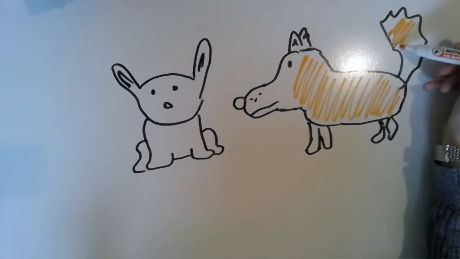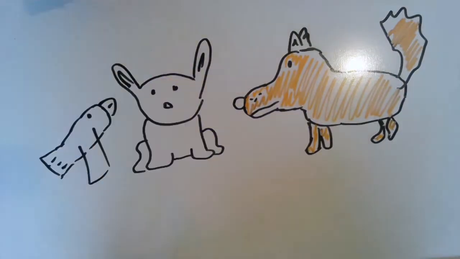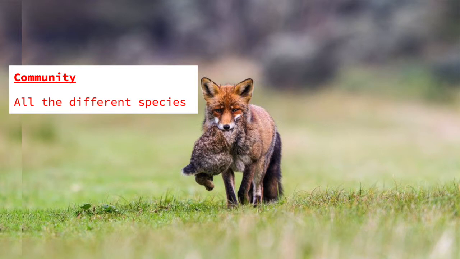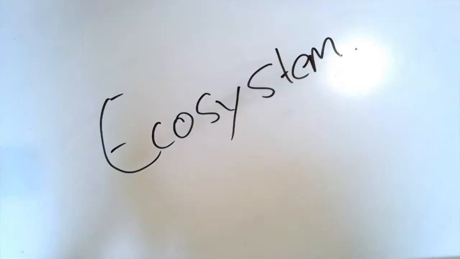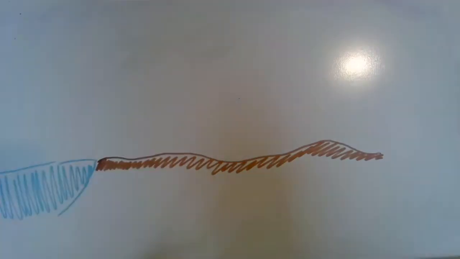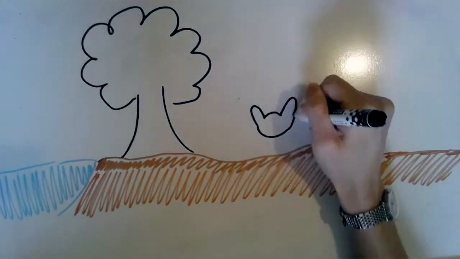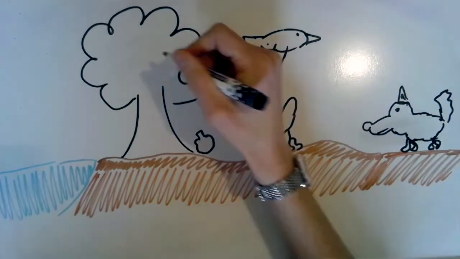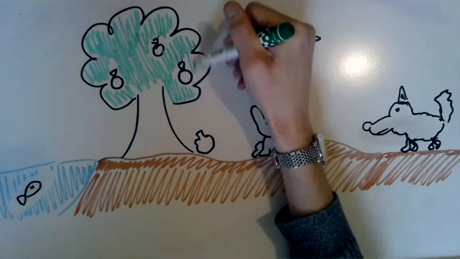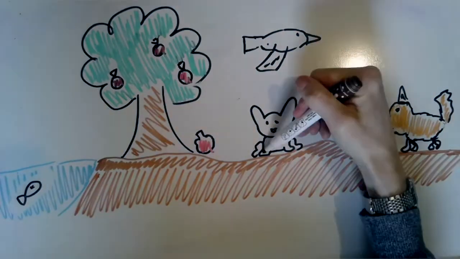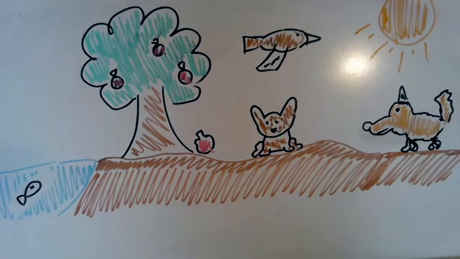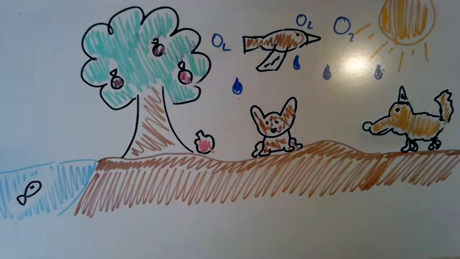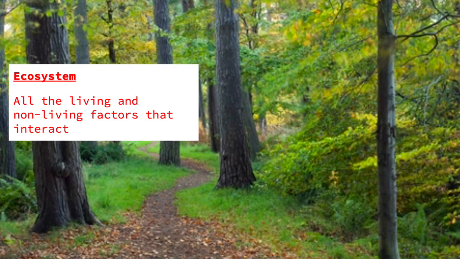So it's not just the rabbits, it's the foxes, the birds, but it's also all the plant species as well, that I just could not be bothered to draw. And then finally, we can look at the entire ecosystem. An ecosystem is the interdependence and the relationship between all the living and non-living factors. So it's all those species we talked about in community, but it's also the non-living factors like the water, the soil, the oxygen in the air. All of these things have an effect on that wider ecosystem.